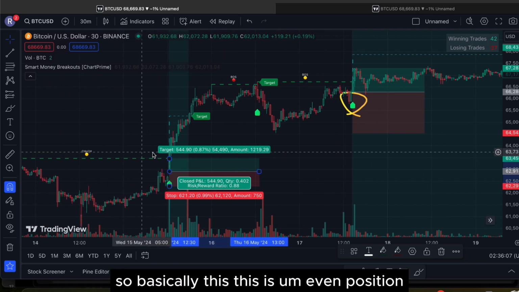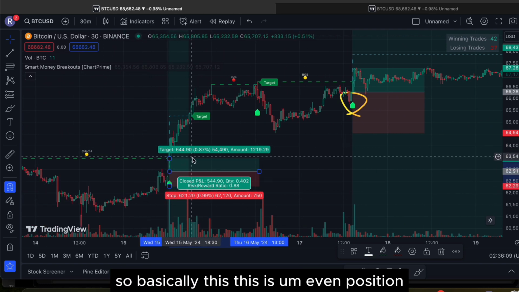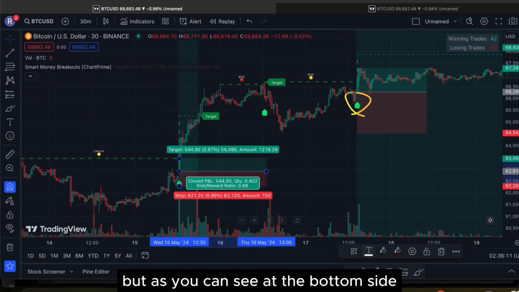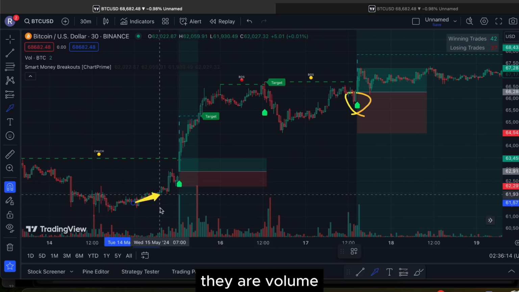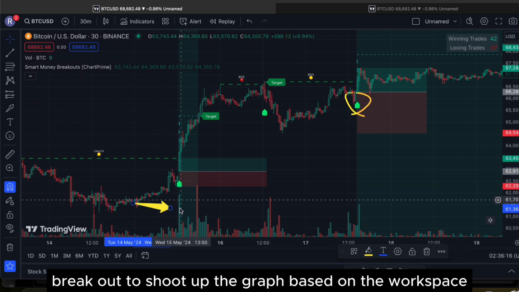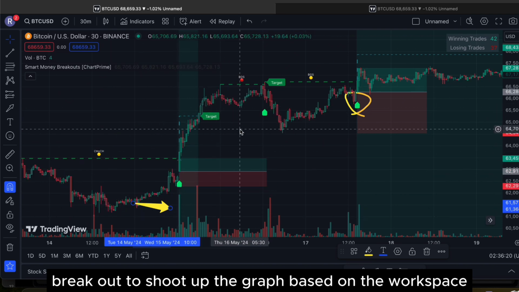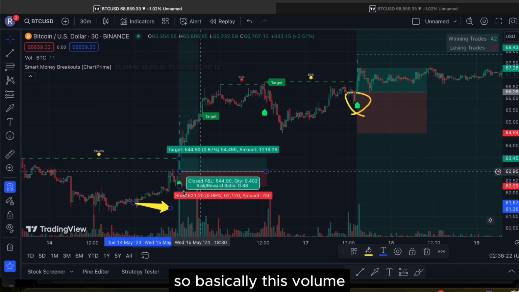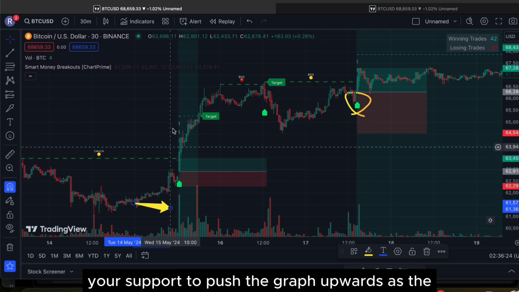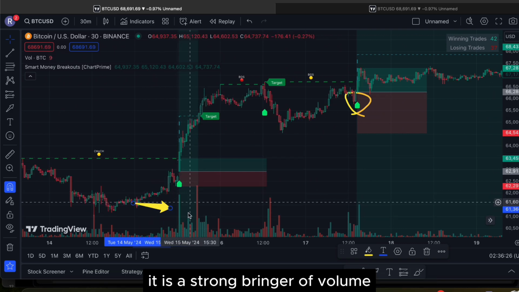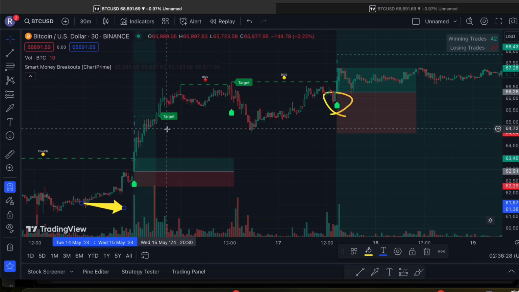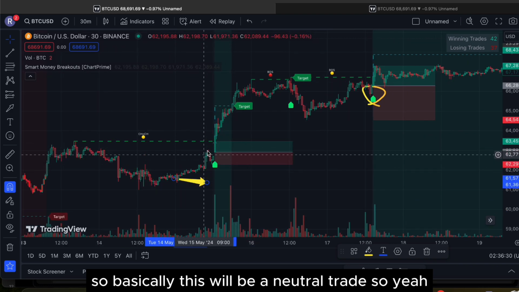So basically, this is an even position, but as you can see at the bottom side, there is a volume breakout to shoot up the graph. This volume will support pushing the graph upwards as it is a strong breakout of volume. So this will be a neutral trade.